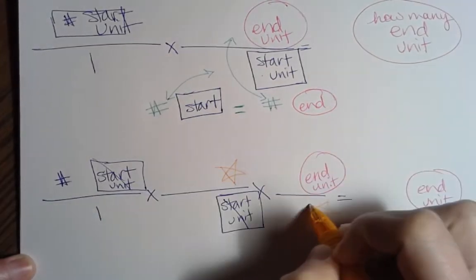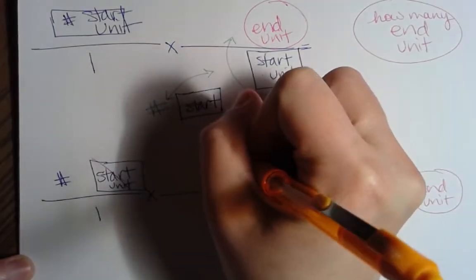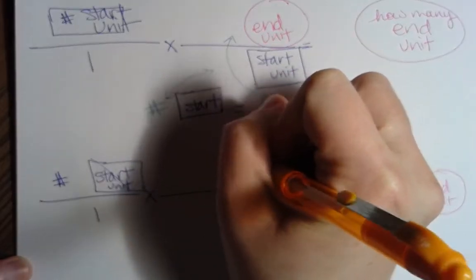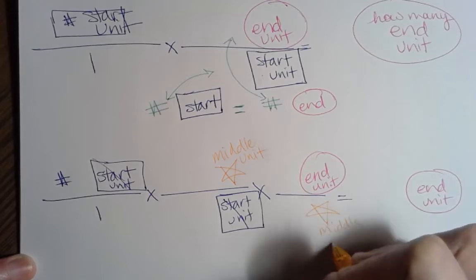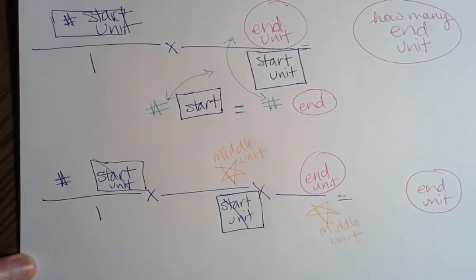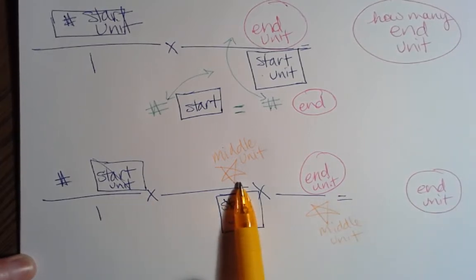Now you've got some other thing to deal with, some other unit. We could call this the middle unit. Let's call it the middle unit. Middle. Kind of like the middle sibling. Middle unit. The one that's just invisible at the beginning and the end. Nobody mentions the middle. Poor middle.